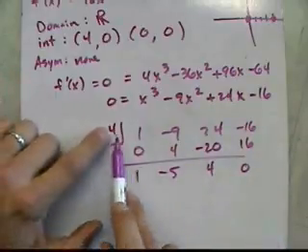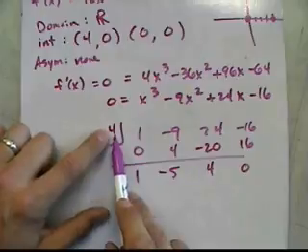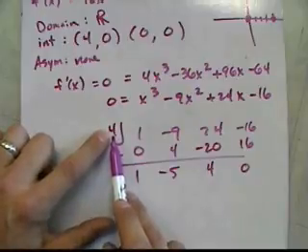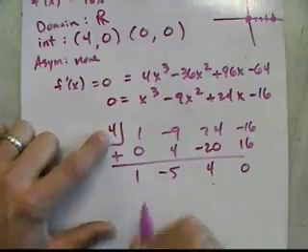So that means that 4 is going to be a critical number, or a possible critical number, a possible spot where the derivative equals 0. Okay, and I have some other ones in here, right? I've got some other ones.